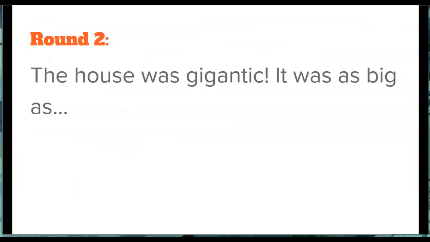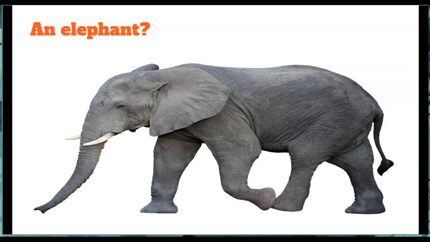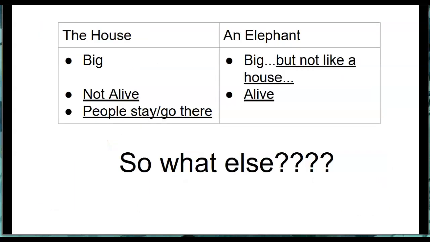Let's look at another example here. Say we're writing a poem or something, maybe about your house when you were a kid, and you say the house was gigantic. It was as big as, well, one that comes up, an elephant. So we often use the idea of an elephant for being big, sure, but does it fit here? Hardly. The house is large, but it's not alive. It's a place where people stay or they go to be there. An elephant is big, but it's literally not as big as a house, and it is alive.